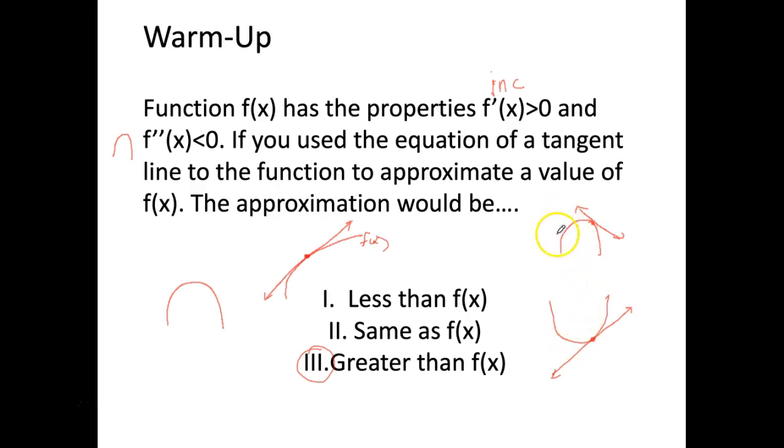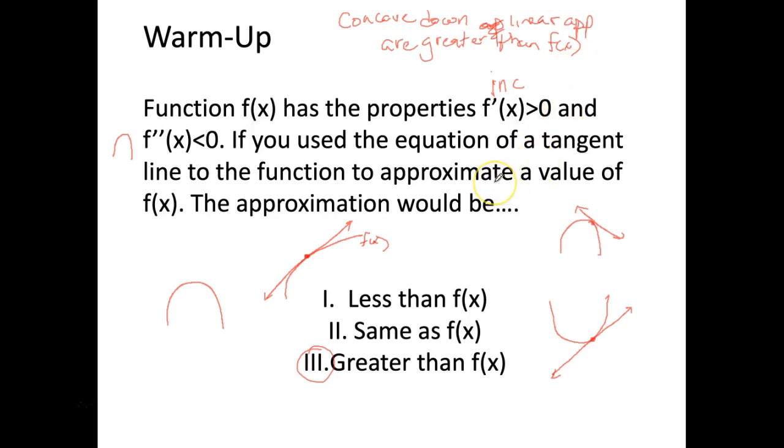So if we have a function that is concave down, then we know all our approximations are going to be greater than the original function. Concave up would be less than the function. So you might want to write that down. Concave down, linear approximations are greater than f of x. And write the exact same thing for concave up, except concave up linear approximations are less than f of x.